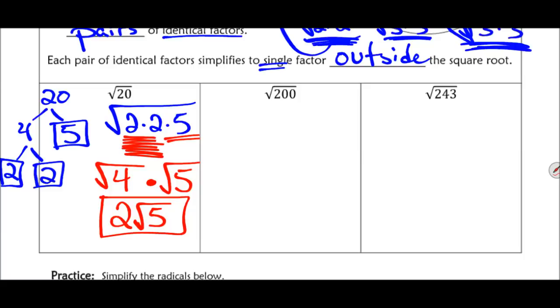The 2, one of these 2's came to the outside of the square root because we're really taking the square root of 4, which just leaves us with one of these integer factors. One of those 2's is still left, but it's coming to the outside because we actually took the square root of those 2 numbers being multiplied together.